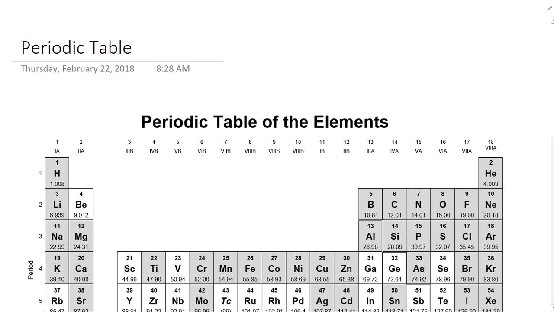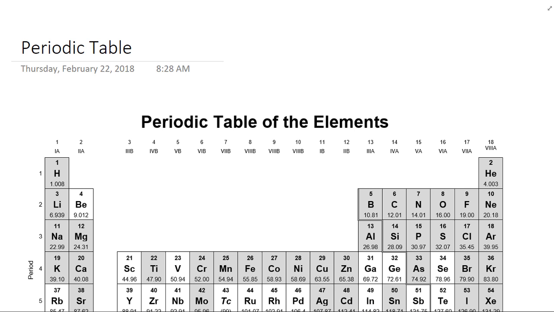And I believe I have a few more here. Anybody need one? Anybody need a fresh, clean copy of the periodic table? Remember, you can never have too many. See? Can't decide. Somebody else needs one. All right.